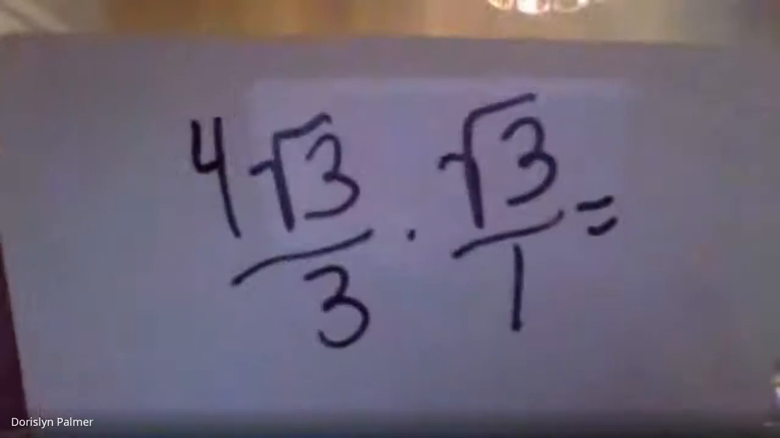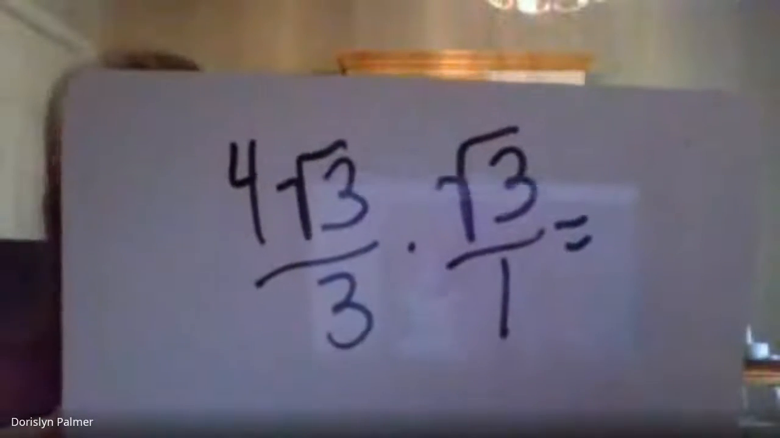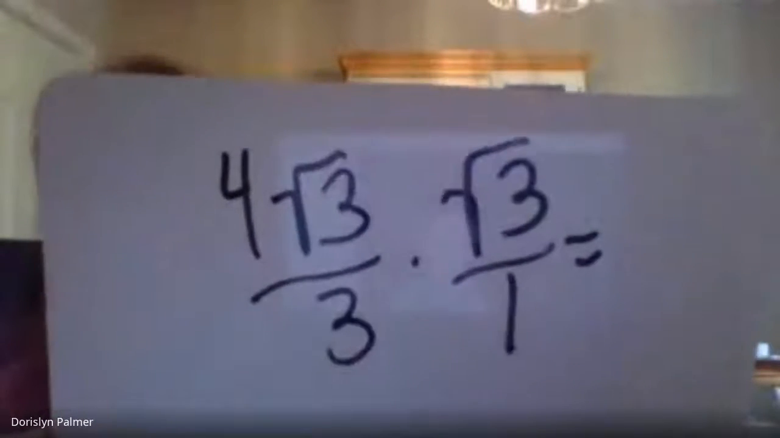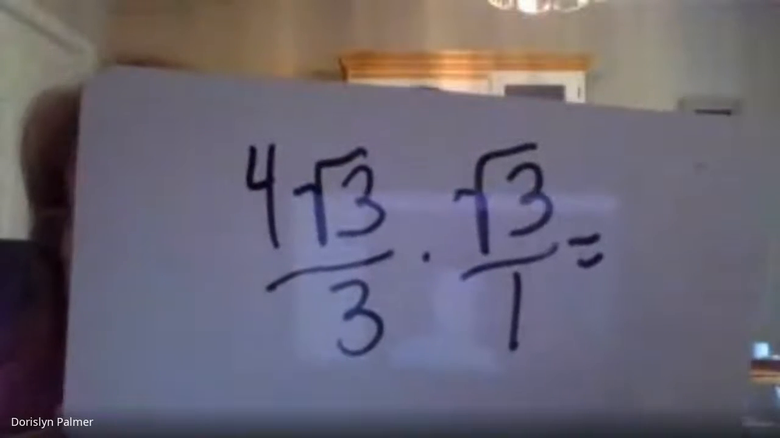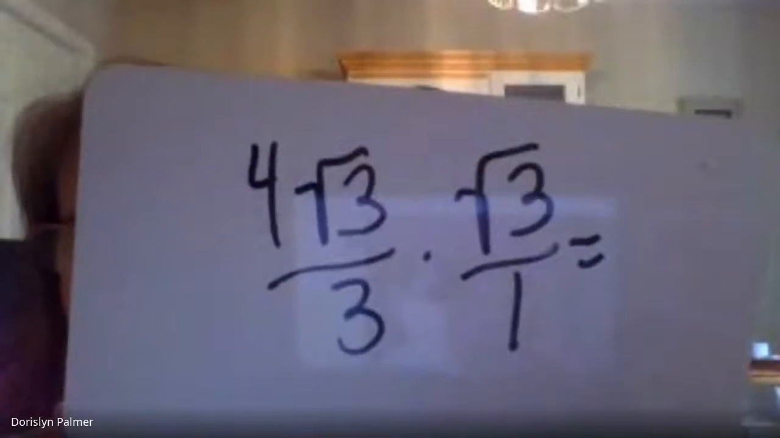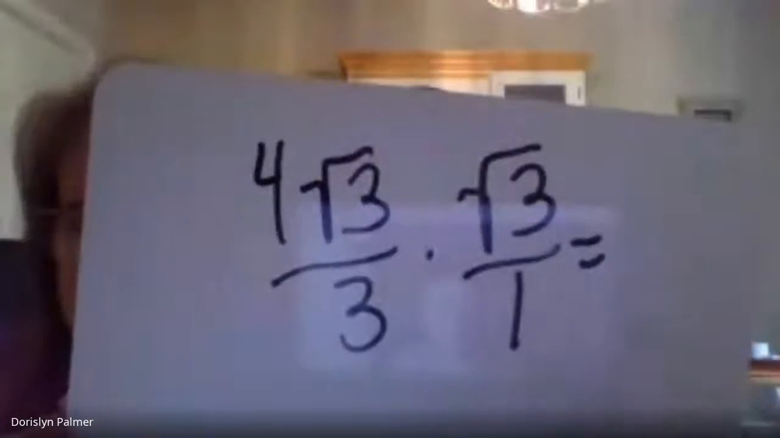All right, I'm going to write this down so you can look at it, Grace. We have to multiply that by root 3, which is like root 3 over 1. Okay, so here's your problem. 4 root 3 times root 3. Okay, so Grace, if I did root 3 times root 3, what do I get? Root 9. Right, and what's root 9?